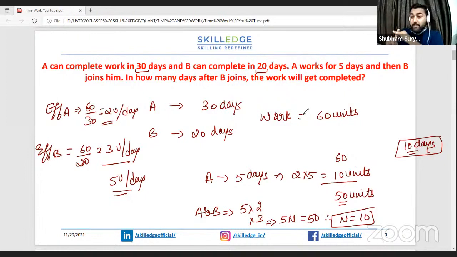So in any case, if there is anyone who feels that the speed is a bit on a higher end, please mention that in the chat.